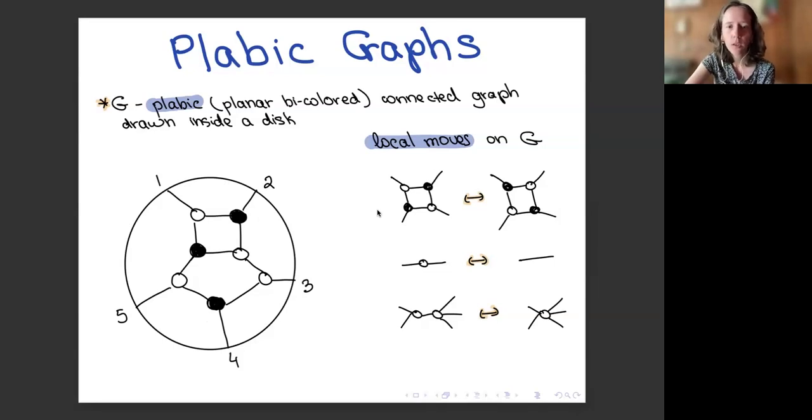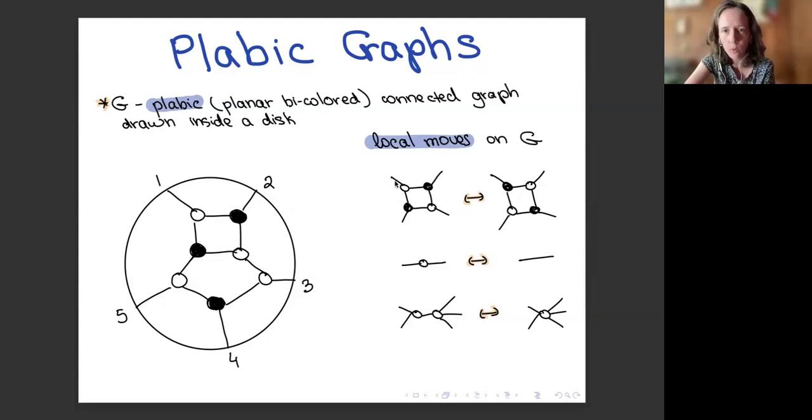Now, one considers these plabic graphs up to something called local moves, because you can imagine there are just so many things you can draw. There's so much freedom in this construction. Just draw a planar graph with black and white vertices. There are lots and lots of possibilities. And so there's something one can do for these graphs, and that's called a local move.